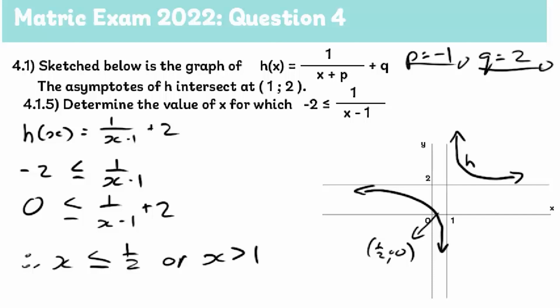Okay, so let me explain. When x is less than or equal to 1/2, y will be greater than 0. So in other words, this part over here. When x is greater than 1, y will be greater than 0. So we're talking about this part over here.